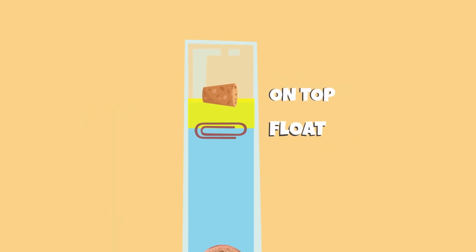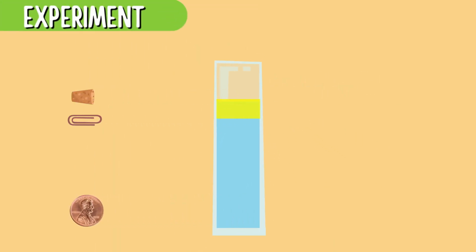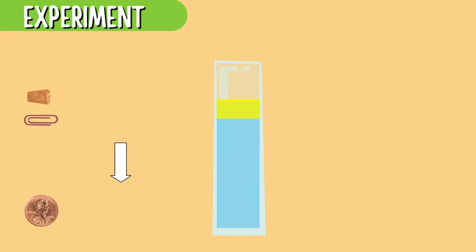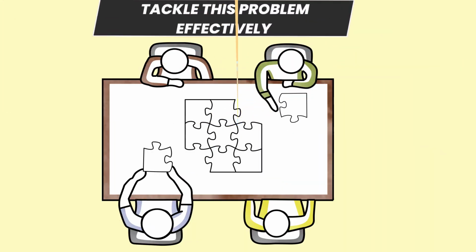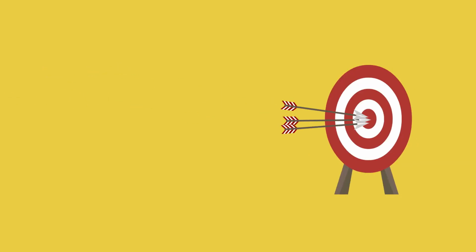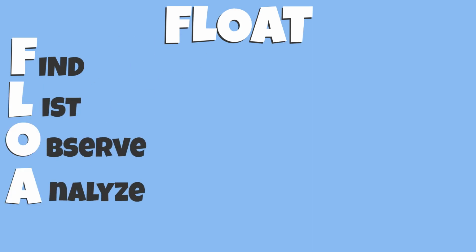Based on these observations, we're tasked with determining which list correctly orders the items from most dense to least dense. To tackle this problem effectively, we're going to employ a fresh strategy we call FLOAT, an acronym that stands for Find, List, Observe, Analyze, and Test.